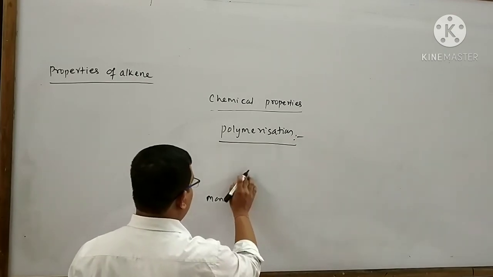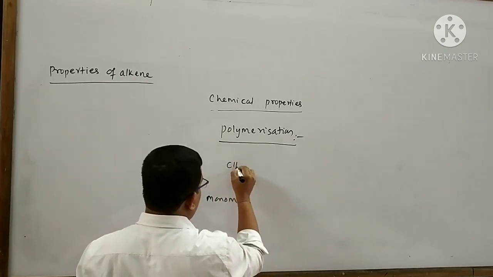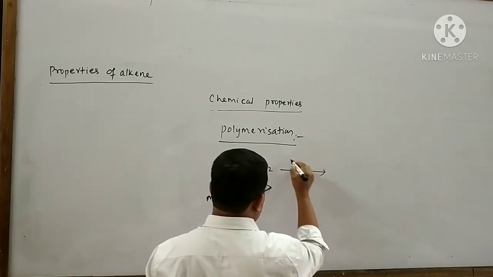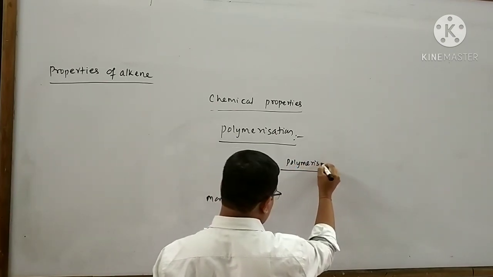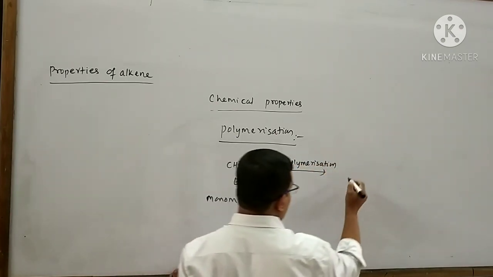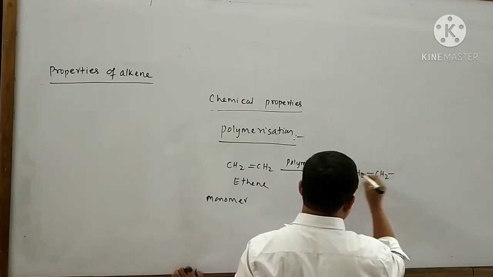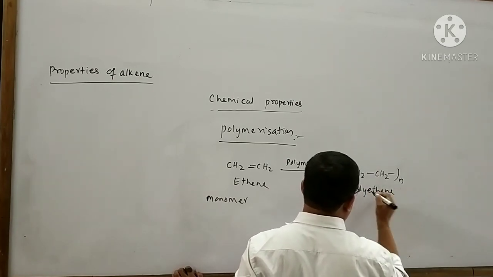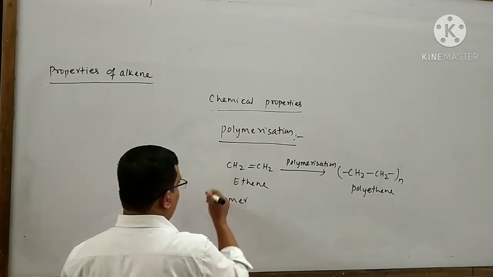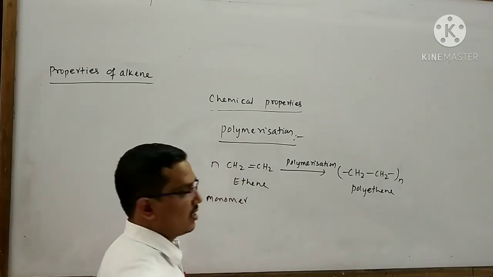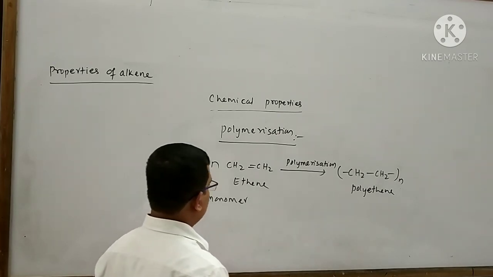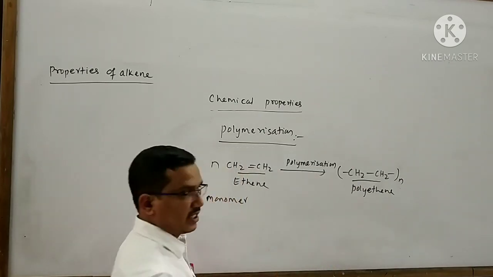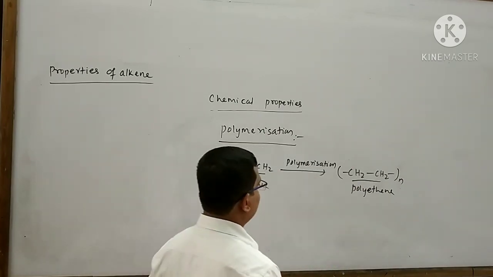Take an example of alkene. Suppose I want to take ethene. This is ethene. When ethene undergoes polymerization, then polythene is formed. This is polythene. It is an example of a polymer. Here n moles of ethene is taken for the polymerization. This is the monomer. This is the polymer, and the process is polymerization.